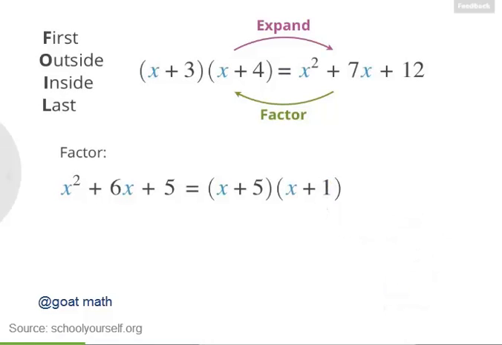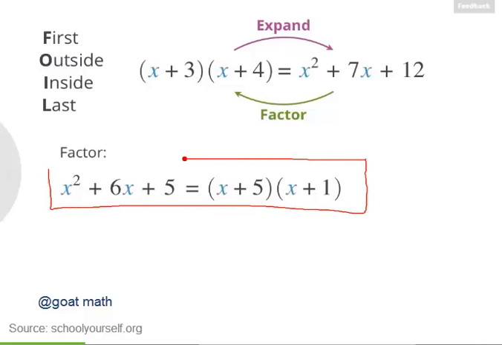Exactly, this number is 1. This way, the last term will be 5 times 1, or 5, and adding the outside term, which is x, to the inside term, which is 5x, you'll get 6x. So yes, x squared plus 6x plus 5 equals x plus 5 times x plus 1.